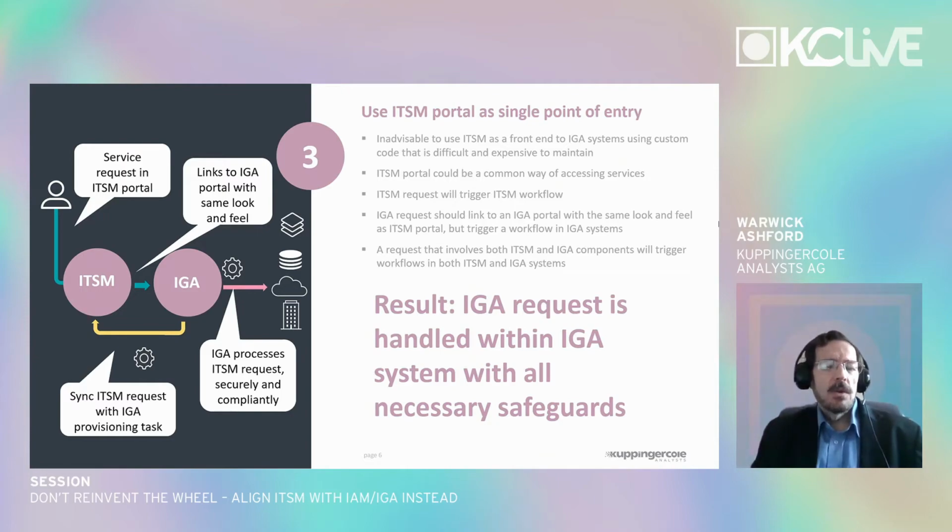Now if we look at the diagram, you can see how that works. The employee comes to the ITSM portal and makes the service request, but if it's for IGA, it goes through to the IGA portal, and it feels like the same thing, and the workflow gets triggered in the IGA. The important thing here is that the IGA processes are done securely and compliantly and are done within the IGA system. Then there's the feedback loop to the ITSM, and you have that feeling for the end user that it's all happened. But in the background, other things have been going on that are not that obvious to the end user. It just happens automatically in the background. And we think that's a really important point.